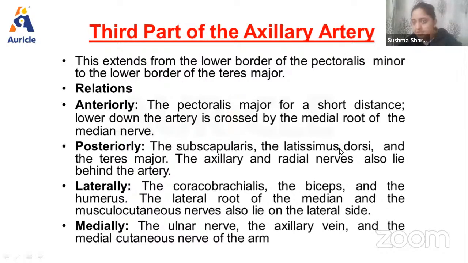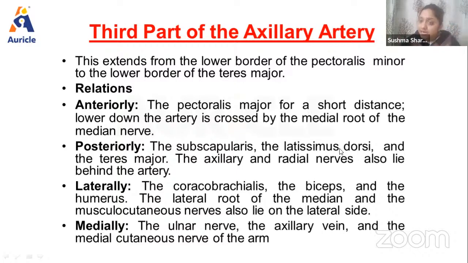Right now itself, I've kept this slide particularly towards the end to tell you. Initially, when I taught you the walls of the axilla and the relations of the axilla, and now look at the third part of the axillary artery. Are you able to see a pattern or not? Until now, in all my classes, I've tried to point out those tiny little patterns that we find.